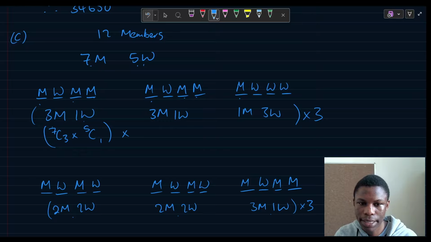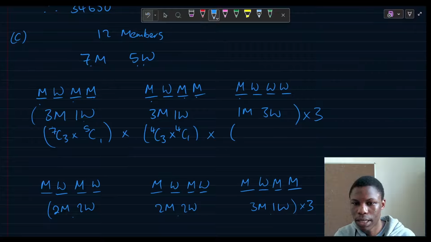When I get to the second team, I've already picked 3 men. So I only have 4 more to pick from. So it becomes 4 choose 3 times... I've already picked 1 woman. So I have 4 to pick from and I want 1.